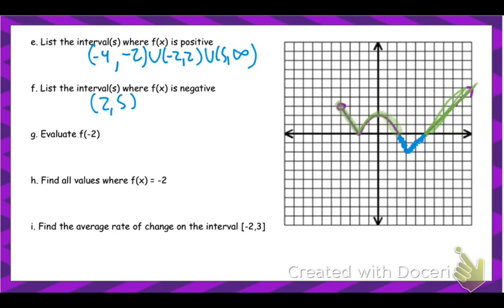All right, next one, evaluating f of -2. So that means when x is -2, what does y equal? So f of -2. When x is -2, there's the point on my graph. So if x is -2, y is 0.